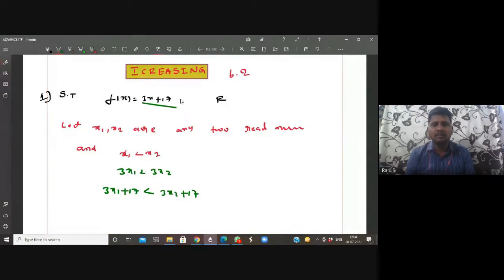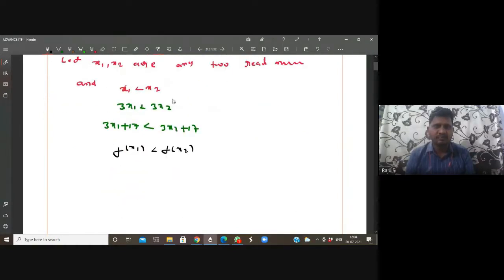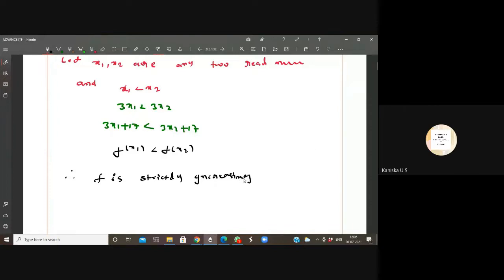So from the equation 1, let us take the given function as equation 1. From that it can be written as f of x1 is lesser than f of x2. So what shall we conclude finally? Therefore, f of x is increasing or not? Increasing. Yes, strictly increasing we can write. Therefore, f is strictly increasing function.